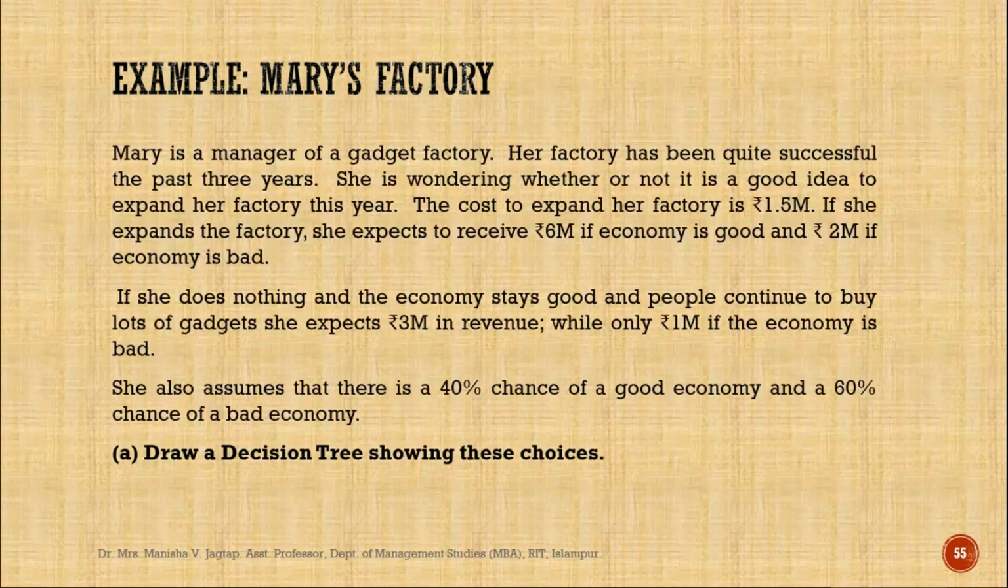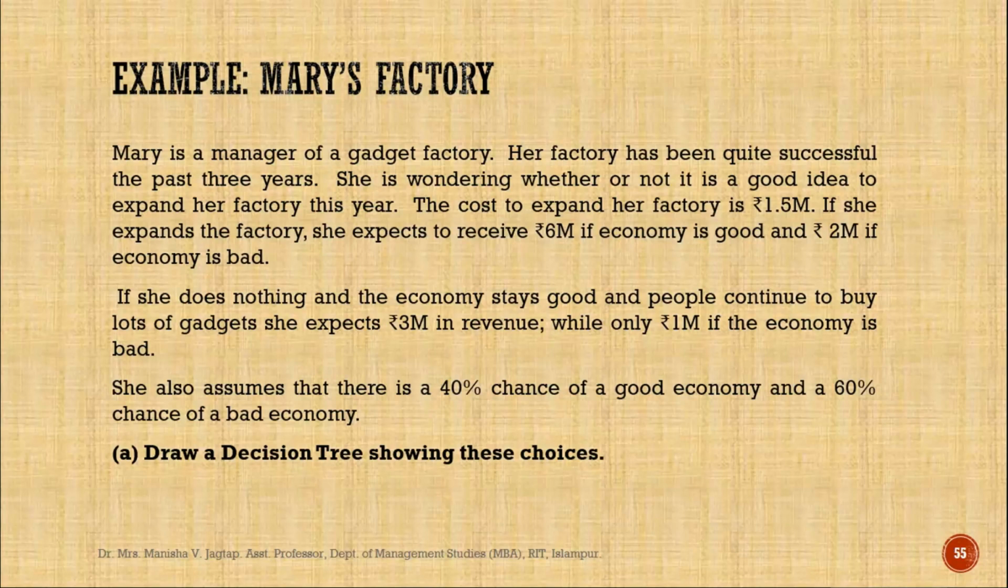Mary is a manager of a gadget factory. Her factory has been quite successful the past 3 years. She is wondering whether or not it is a good idea to expand her factory this year. The cost to expand her factory is rupees 1.5 million. If she expands the factory, she expects to receive rupees 6 million if the economy is good and rupees 2 million if the economy is bad.